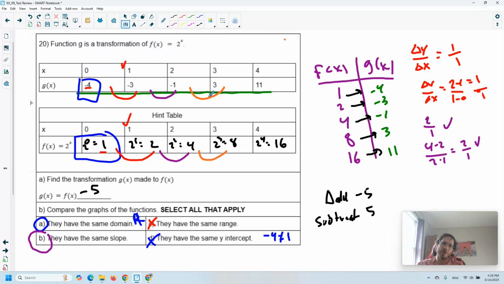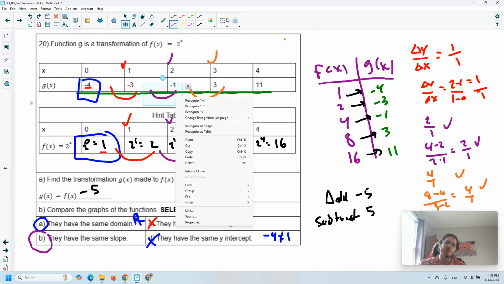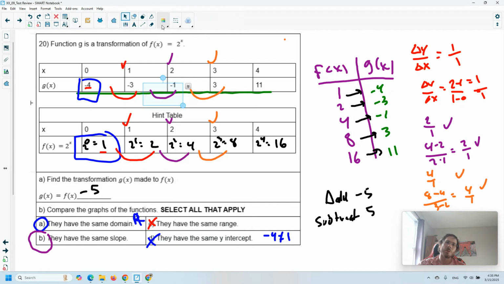So here I can see I'm going by 4. So I've got 4 over 1. Over here, if I do the calculation, we'll do 8 minus 4 over 3 minus 2. So that's 4 over 1. So that checks out. Those are both good as well. We'll give these a check mark. And I need one more. Let's pick this guy.